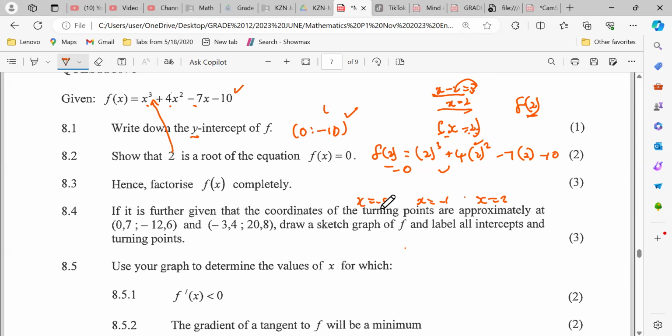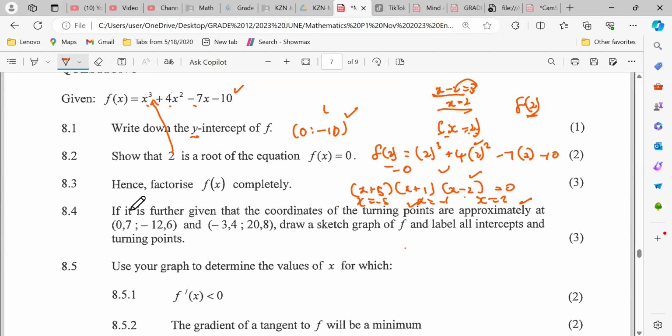We don't want the roots. We want the factors. So they say we should factorize. How are you going to factorize this thing? You can open three brackets. And we have x minus, here it is going to be plus 5. We have x plus 1. We have x minus 2. This is going to be equal to 0. And then they will give us 1, 2, 3.